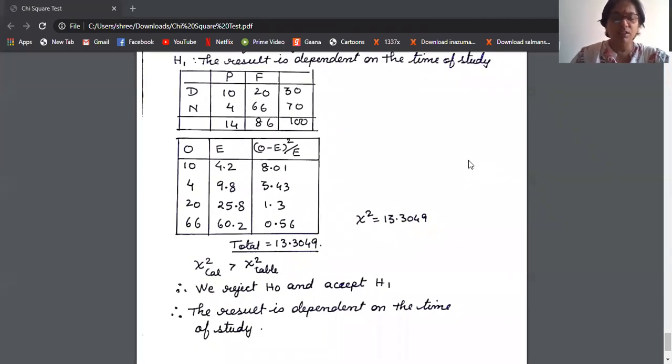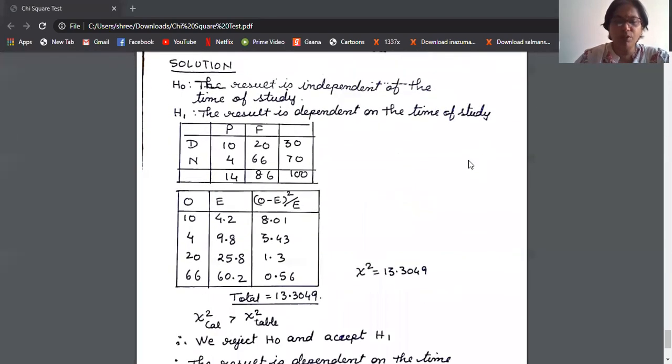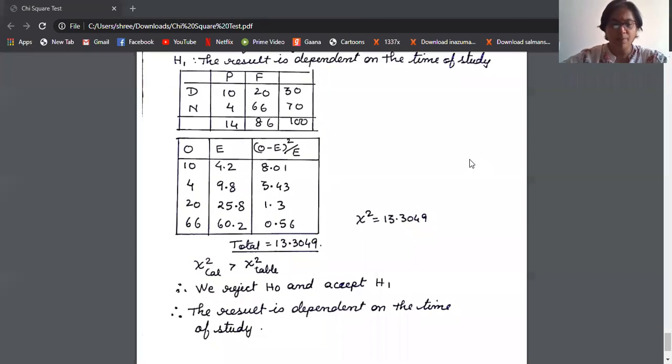So the table value is 3.84. That is same as the first one. And now our value is greater than the table value. And therefore, we reject H0 and accept H1. That means the result is dependent on the time of study.